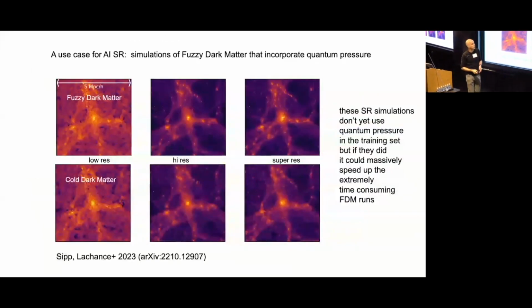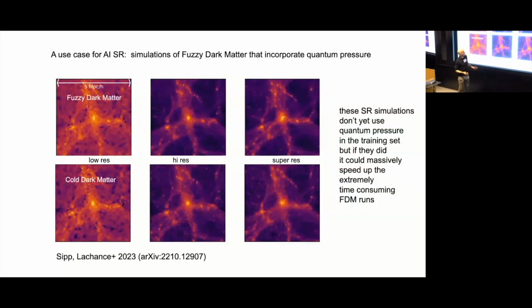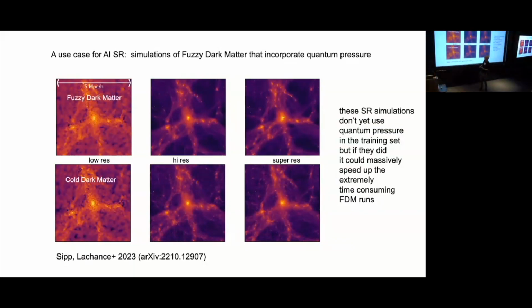So what could you use these things for, right? I'll come back maybe to the best use cases later, but here's something you could do. If you've heard about fuzzy dark matter simulations, where they include quantum pressure, they're incredibly difficult to run. They're very, very time consuming. But if you could train super resolution simulations using high-res quantum pressure simulations, you could then run many, many realizations very quickly.